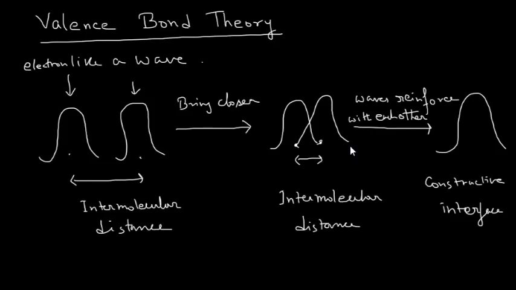The valence bond theory is more simplistic in its treatment of bonding, and therefore we will begin the discussion with valence bond theory. So in the figure we can see one electron is a wave-like structure, and when it comes nearer to another electron, which is also wave-like, initially the intermolecular distance is far apart. Now, as they are brought closer, the distance in step 2 becomes smaller, and ultimately these two waves reinforce each other and form a constructive interference. Constructive interference produces a wave with larger amplitude.